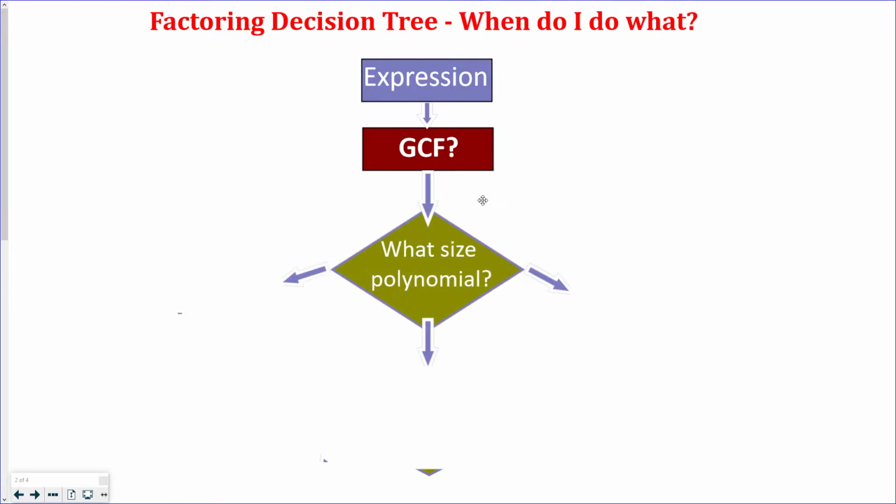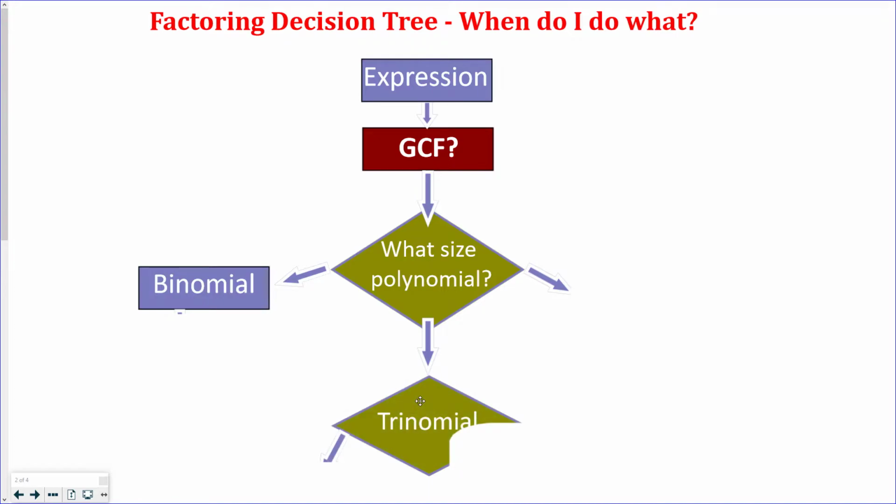And once you've moved on, you want to ask yourself, what size was that polynomial? Now, if you don't remember what a polynomial is, it just means many nomials, or many terms, many parts of an algebraic expression. How many were there? Was there 2? So was it a binomial? Was there 3, which makes it a trinomial? Or was there 4 or more, which is just sort of a polynomial?